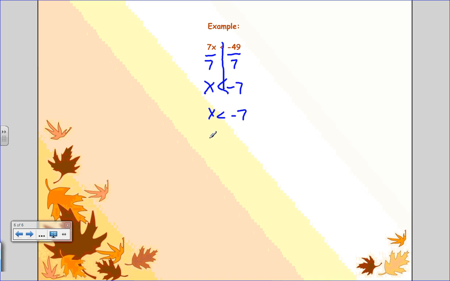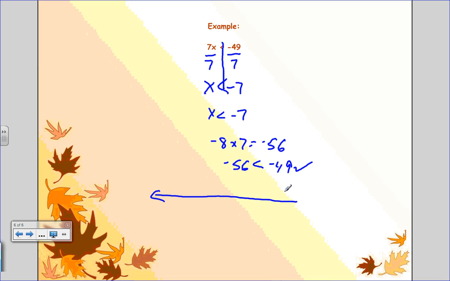So, going to put in a number that's less than -7, like -8. Plug it back in. -8 times 7 is -56. Now I got to check, is that less than -49? Yes, it's further in the negative, so it is smaller. It does check.